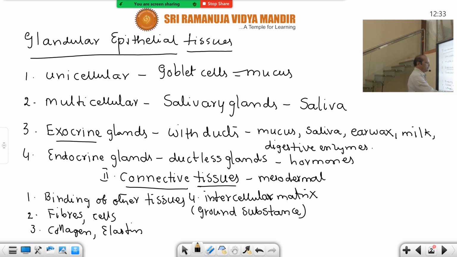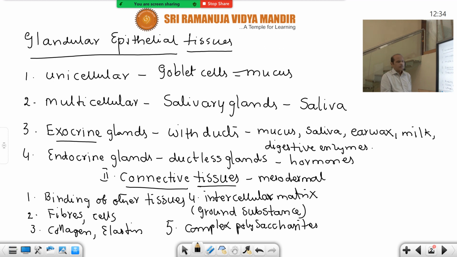This intercellular matrix is made up of complex polysaccharides. You add this word complex; simple polysaccharides you should not write. Complex polysaccharides means polysaccharides impregnated with other substances. Such polysaccharides are always called complex polysaccharides. Okay? So this is the basic substance or ground substance of the connective tissues.